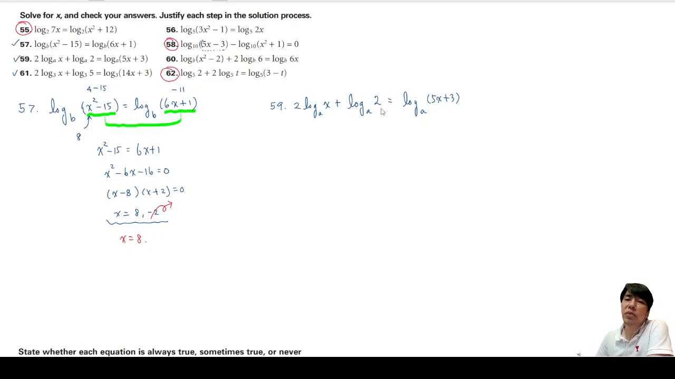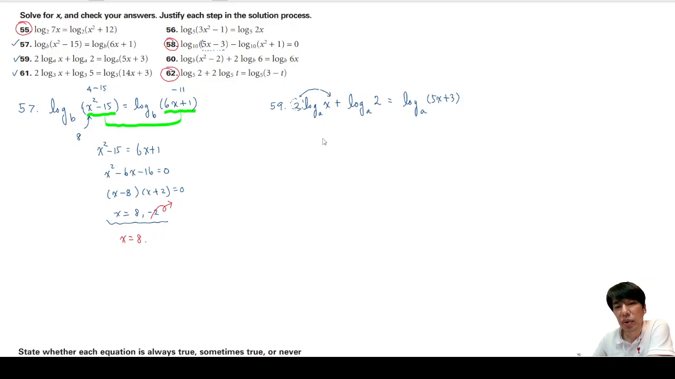Okay, for something like this, you should have a single log on the left-hand side and a single log on the right-hand side. Then the problem becomes something like number 57, okay? So let's combine these two logs. What should I do? I have to get rid of this number first, move it backwards here as an exponent.